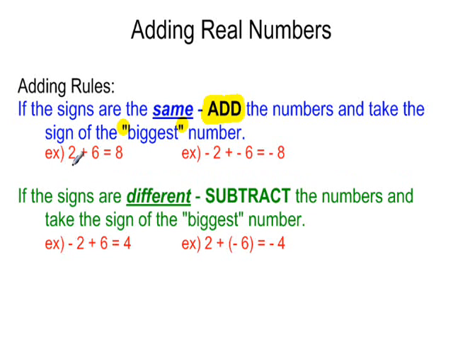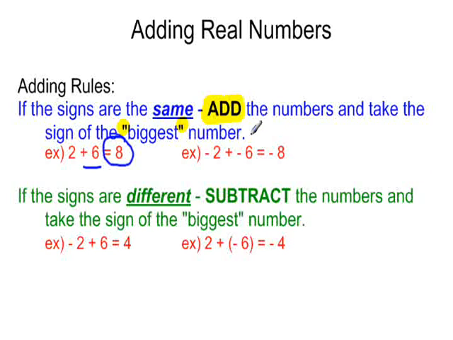I see that I've got positive 2 plus positive 6. I'm going to add those together. That gives me 8. Now if I ask that kindergartner which one was bigger, 2 or 6, they're going to tell me 6. Since the 6 is positive, we're going to make our answer positive and then we'll be done. So our answer will be positive 8 for this first one.